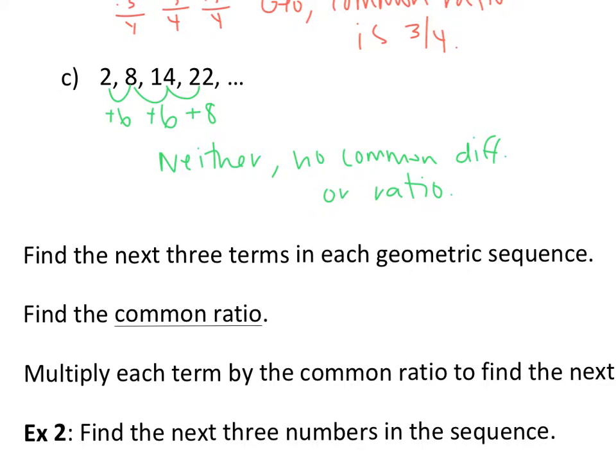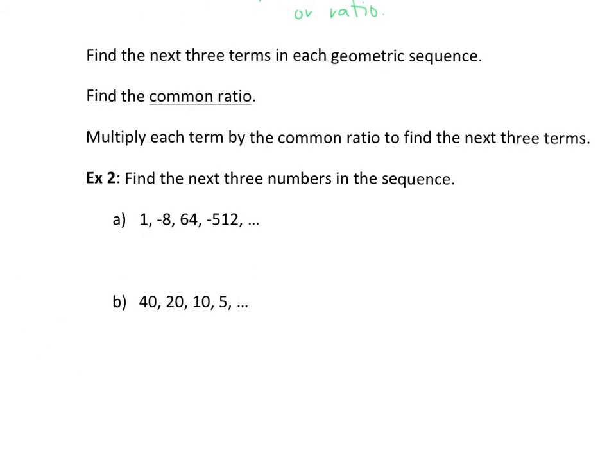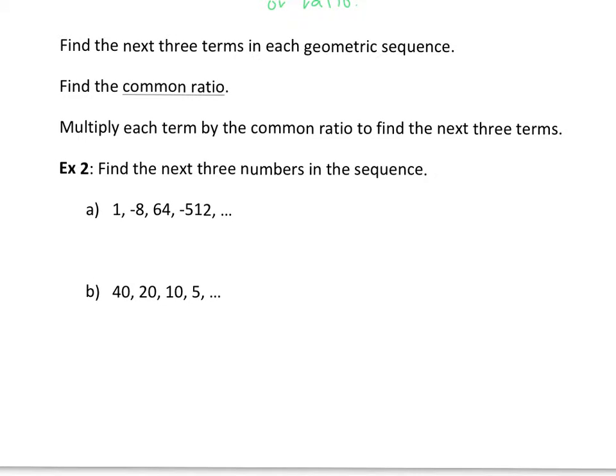Okay, let's continue on. Find the next 3 terms in each geometric sequence. We'll find the common ratio, then multiply each term by the common ratio to find the next 3 terms. We're told in the directions it's a geometric sequence, so now we just have to figure out what the common ratio is, and then find the next 3 numbers in the sequence. This first one, 1, -8, 64, -512, is multiplying by -8. Each time is being multiplied by -8.